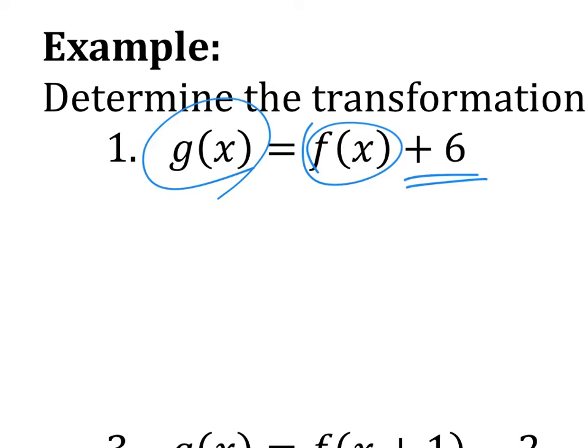Up and down. So then this is plus 6, so it's going to be up. Yeah, so up by 6. So you're actually going to move it up 6 units.